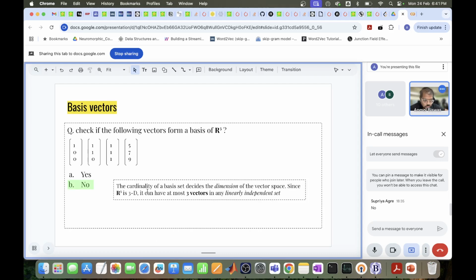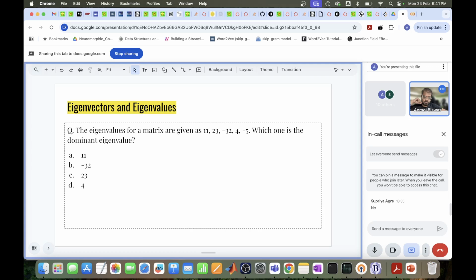So like I said, the cardinality of the basis set decides the dimension of the vector space. Obviously, R3 is a three-dimensional vector space, and as such, it can have at most three vectors in any basis set. In fact, it can have at most three vectors in any linearly independent set. So because now there are four vectors over here, this is obviously not linearly independent, obviously not a basis.